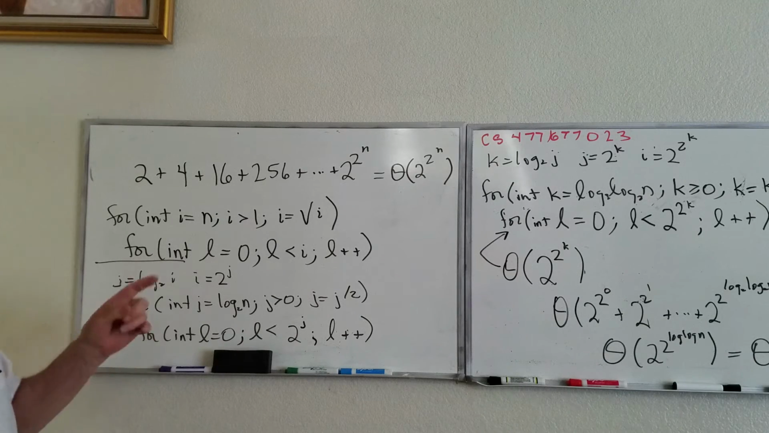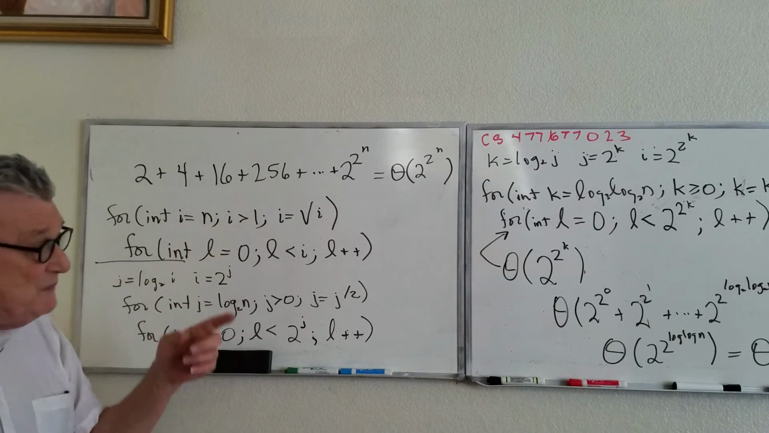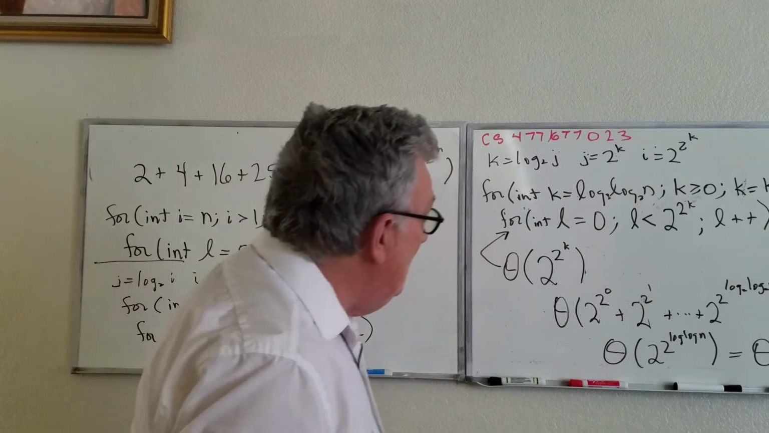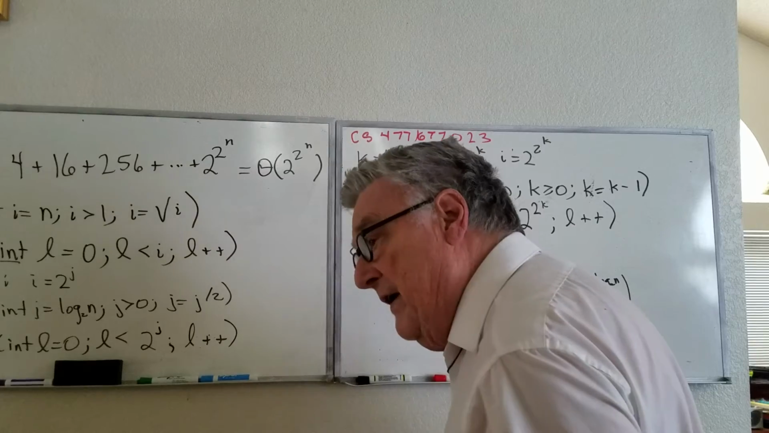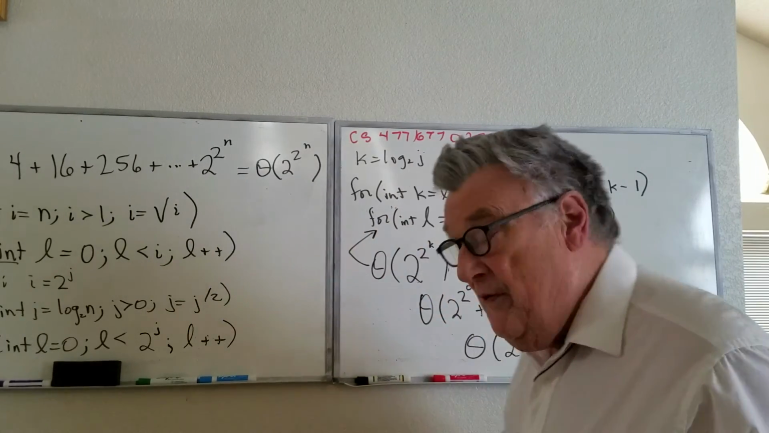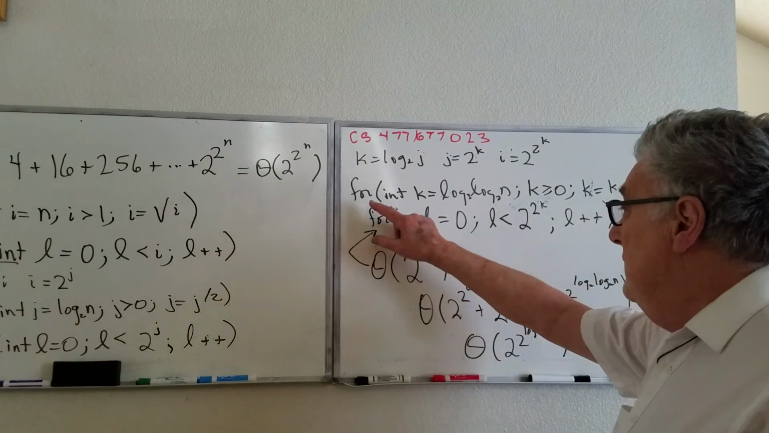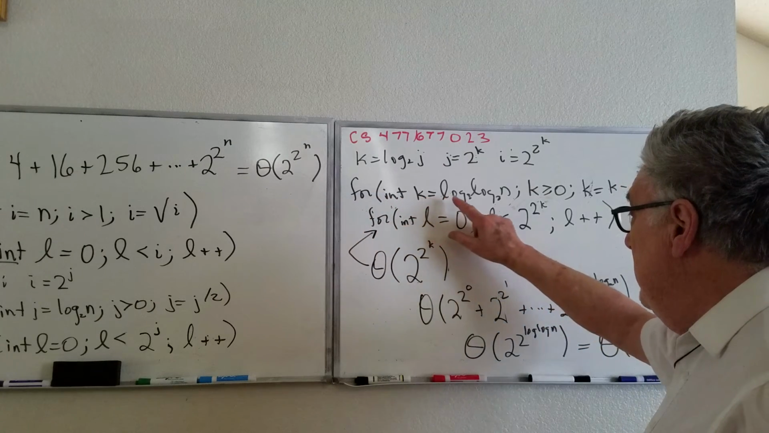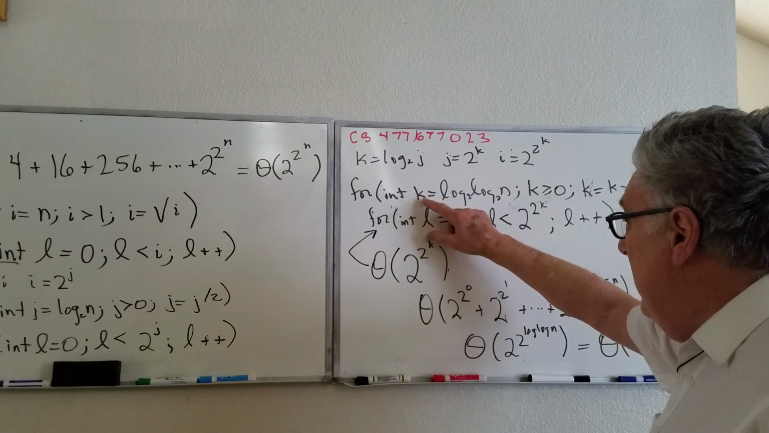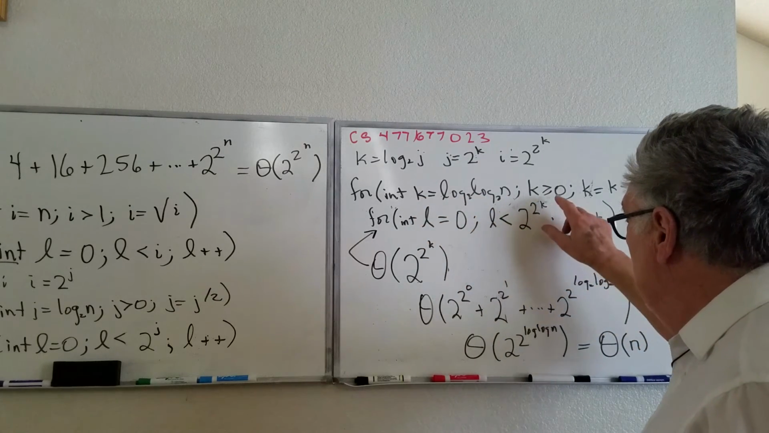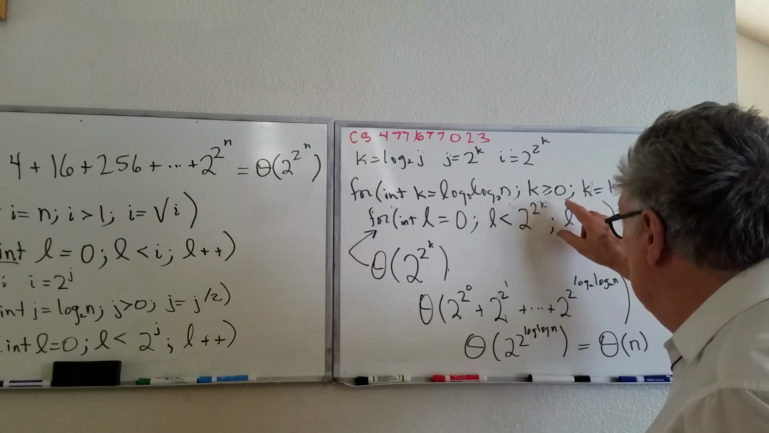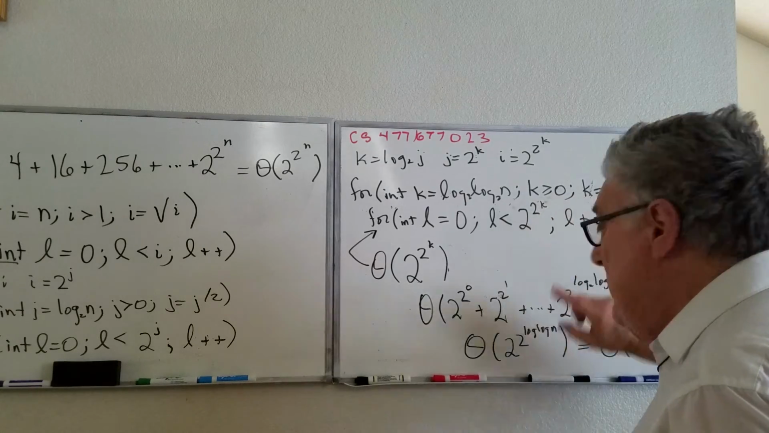Well, we're still sort of not knowing what to do with that, so we can make the other substitution. Finally, k is log j, which means that j is 2 to the k. It also means that i is 2 to the 2 to the k. All right, now, let's look at what we have here. For k, we're going to replace the j's with k's. k is a log j, so this is log n. k greater than or equal to 0, k equals k minus 1.